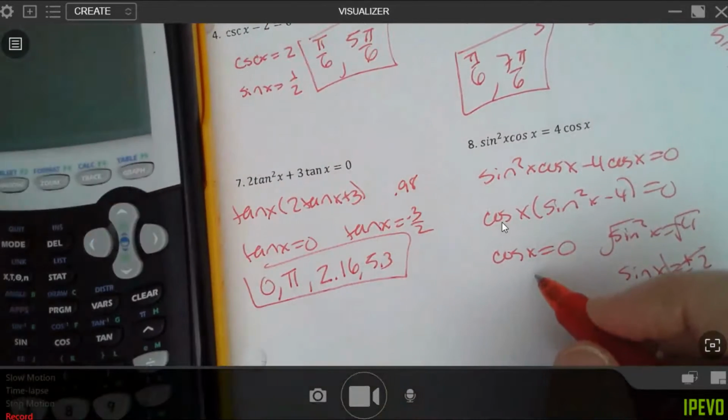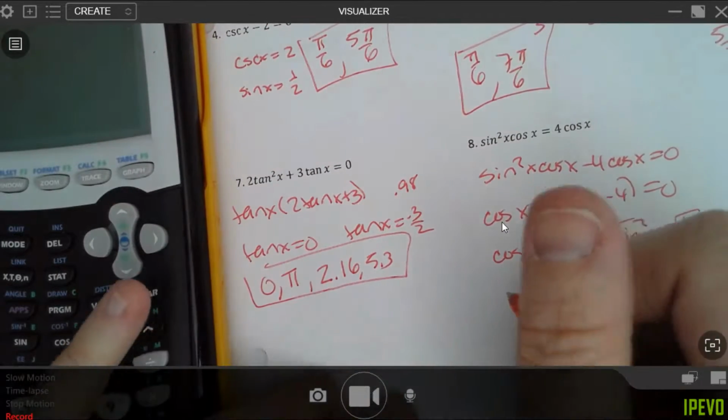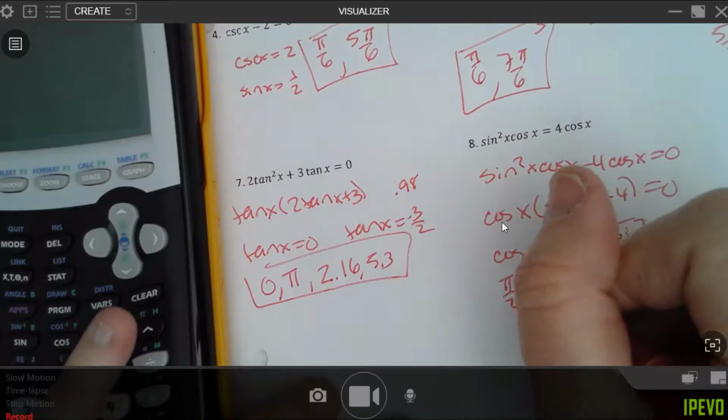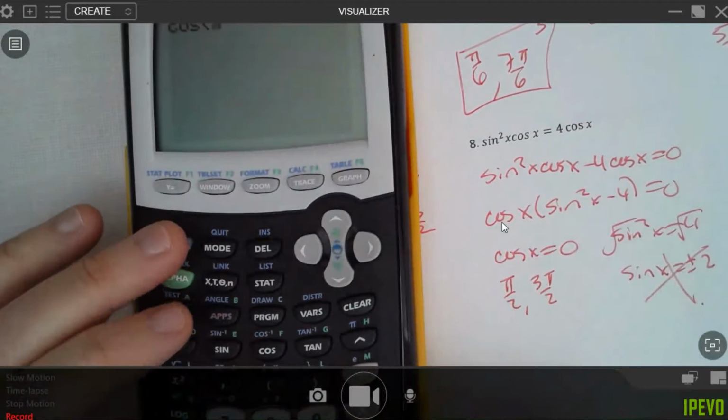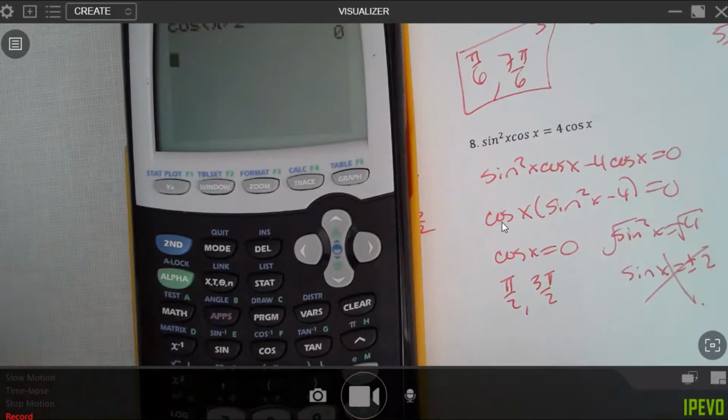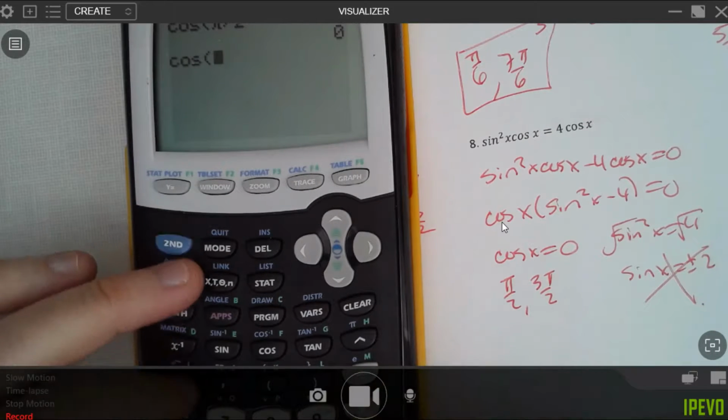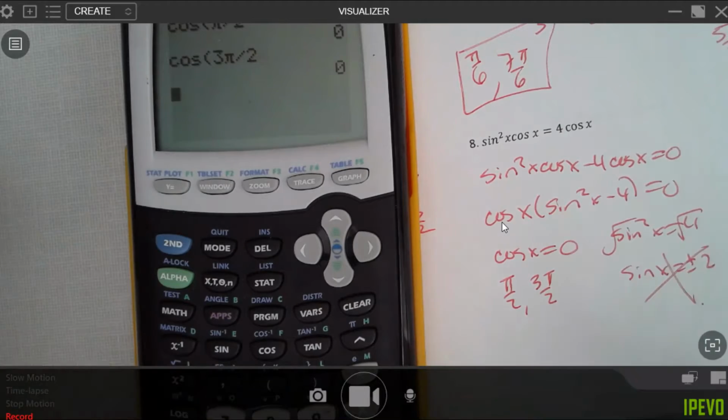So cosine, that's your x value. Your x value is 0 at pi over 2 and at 3 pi over 2. And if I wanted to check, I could do cosine of pi divided by 2. It will come out as 0. Cosine of 3 pi divided by 2, it comes out as 0.